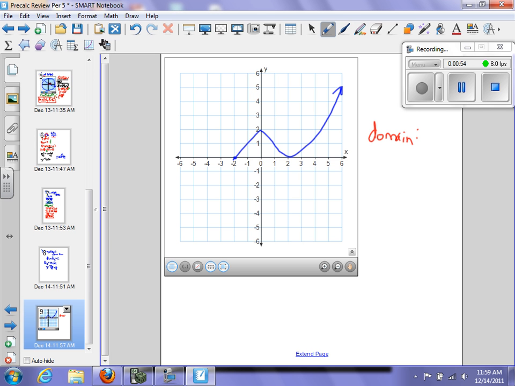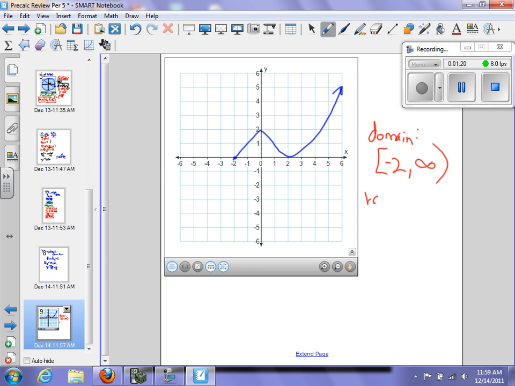The domain are x values, right? And our function starts at -2, and it's a solid point, so it means it's going to include -2. And it goes off here to the right, arrows there, it's going off to infinity. So I have [-2, infinity) with the parentheses. Infinity always has the parentheses.